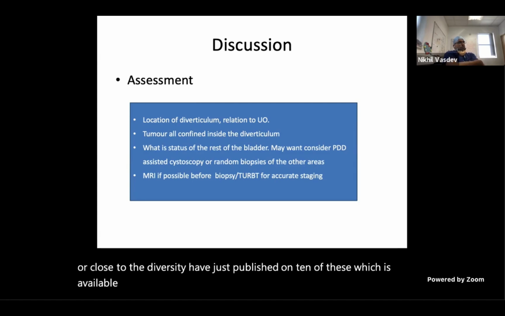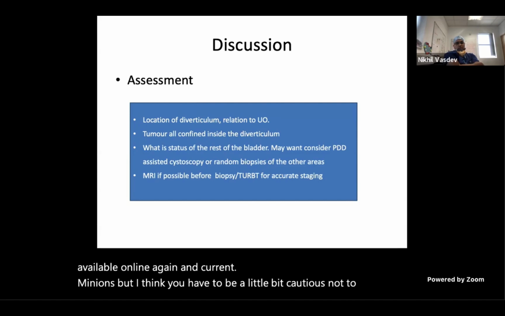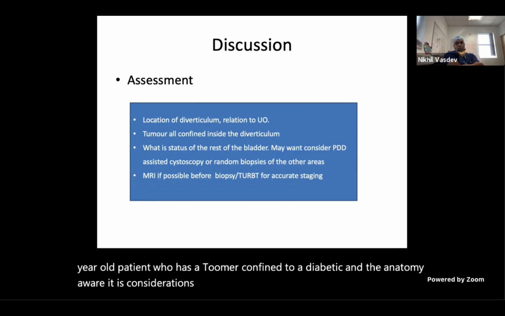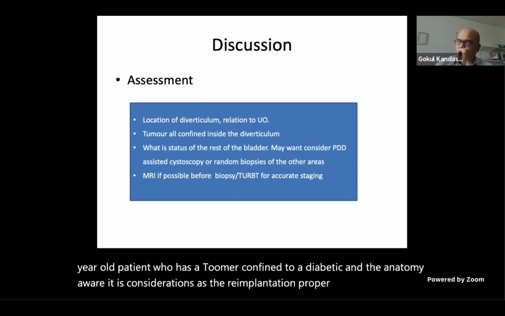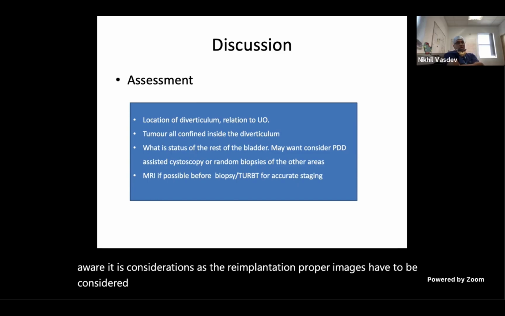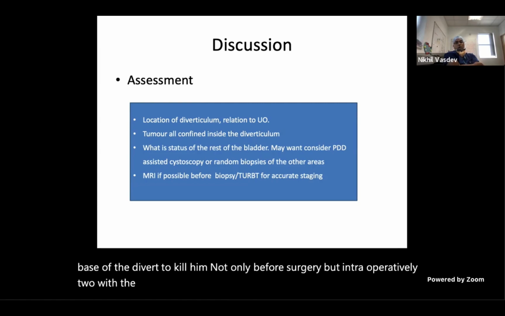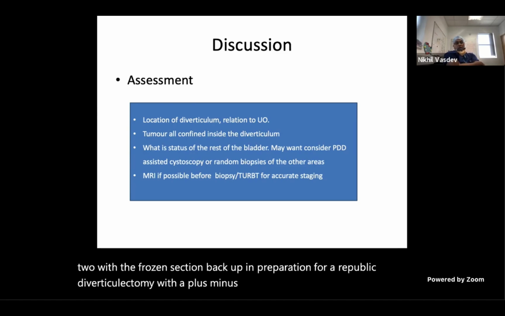But I think you have to be a little bit cautious not to over-treat a 78-year-old patient who has a tumor confined to a diverticulum, with the anatomy of where it is. Considerations such as reimplantation and proper imaging have to be considered before. But I will do a cystoscopy and biopsy in and around the base of the diverticulum, not only before surgery, but intraoperatively too, with a frozen section backup in preparation for a robotic diverticulectomy with plus-minus reimplantation, if it is oncologically safe to do so.